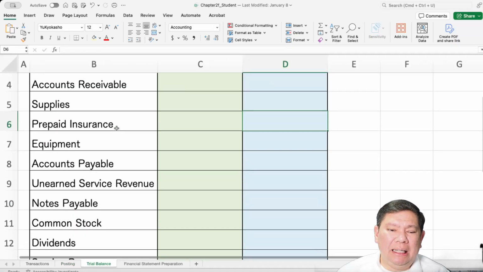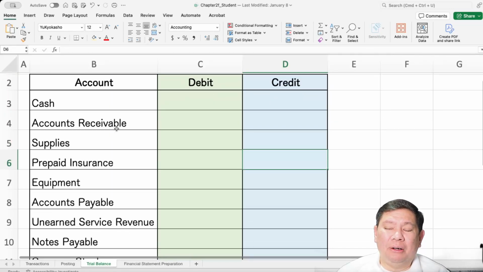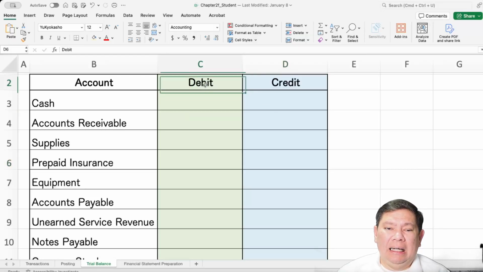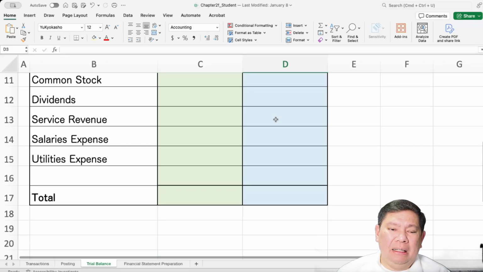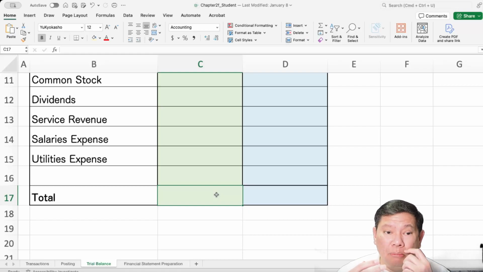Trial balance basically lists all the accounts that we have to record our transactions. And then we have the debit column to put the amount here if it's a debit account, and credit column to put the amount if it's a credit account. And we can calculate the total debit and the total credit to make sure that they match. If they're not the same, that means we made a mistake. But if they're the same, it does not mean that we did it correctly.